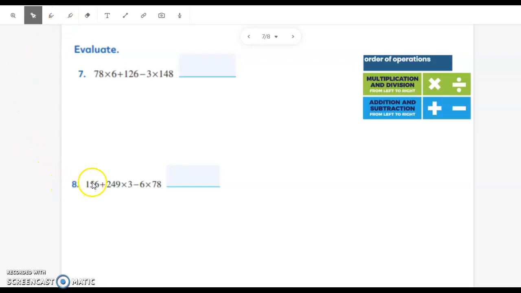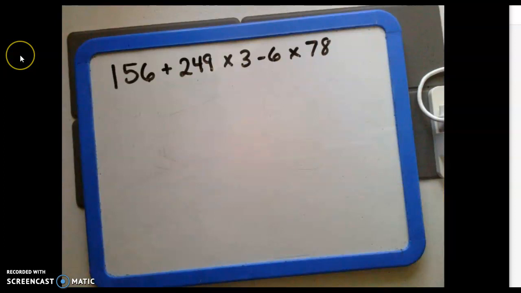Okay, number 8. So here I see that we have another equation which has more than one type of operation in it. Okay, so let's go over to our whiteboard and work this out together.